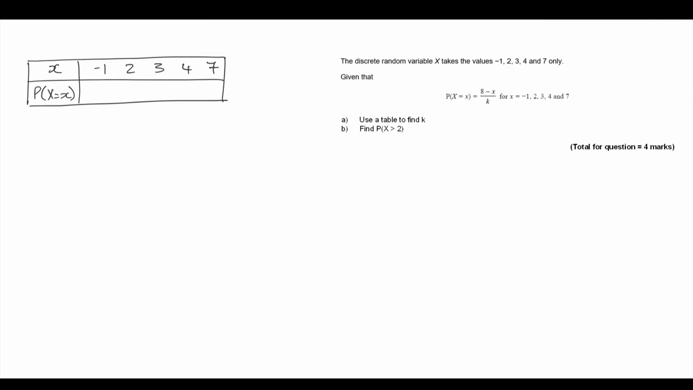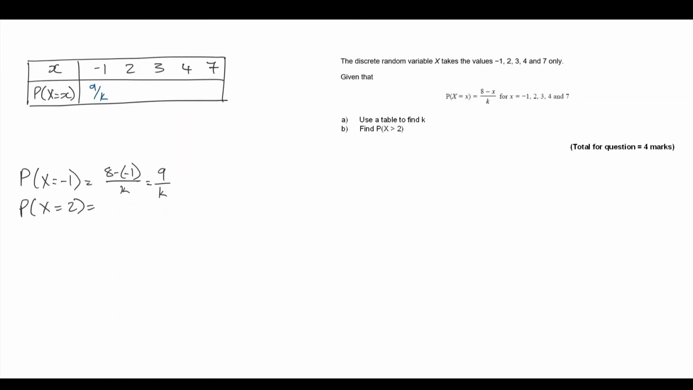Okay, let's start by constructing the table. In the top row, we're going to put these values of x. These are the possible outcomes. And in the second row, we're going to try and work out an expression in terms of k for the probability. For each of these, we're going to substitute the x value into the given expression. So 8 minus -1 over k gives us 9 over k. I'm just going to write 9 over k in the second row.